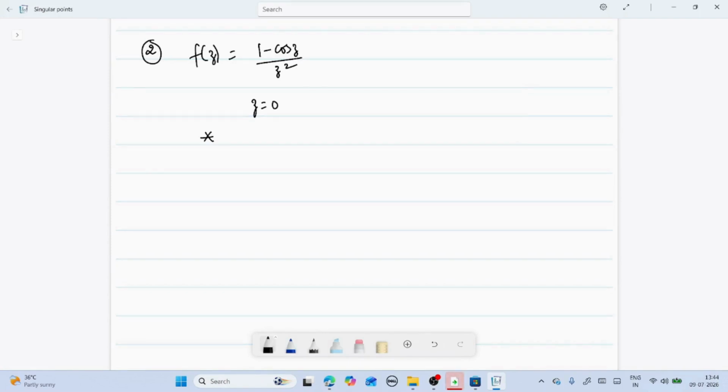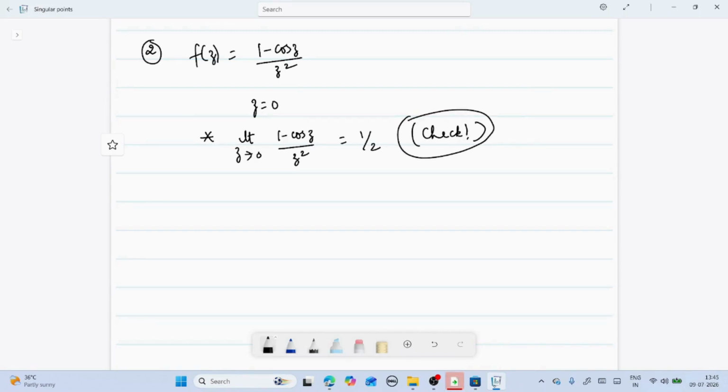So, first we will check whether the limit z tending to 0, f of z, that is (1 minus cos z) by z square, exists or not. Here, the limit does exist. It is 1 by 2. You can just check it. So the limit exists and therefore z equal to 0 is a removable singular point.